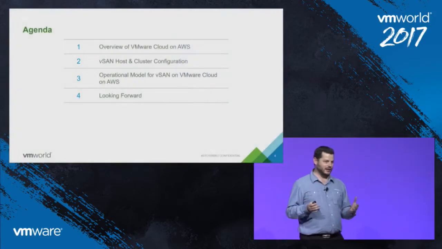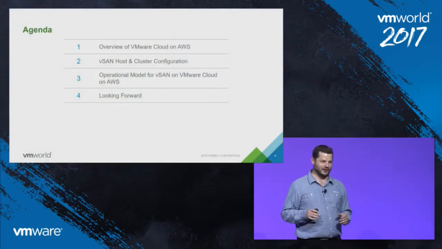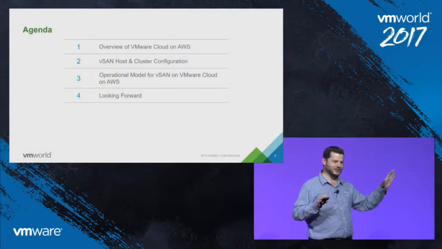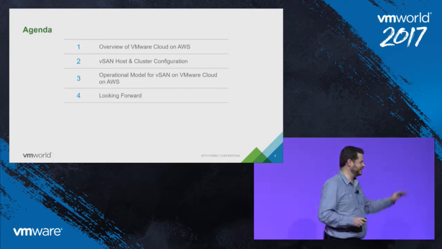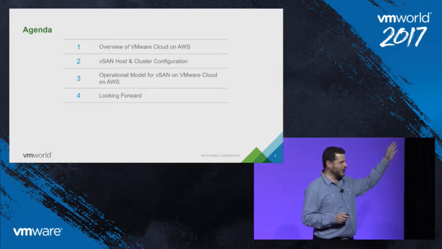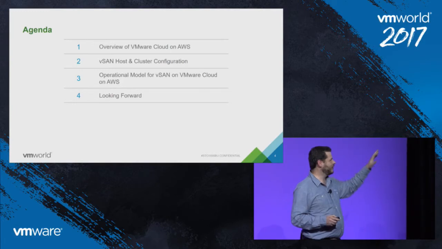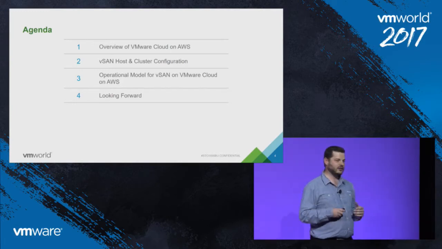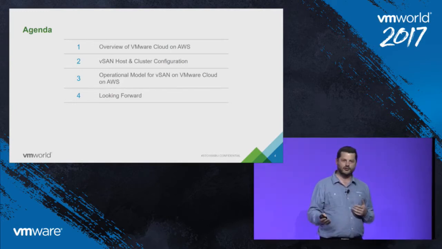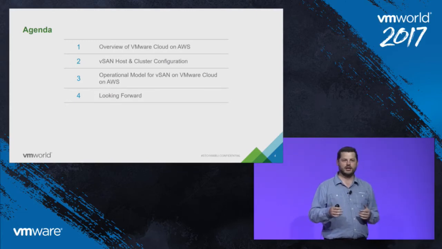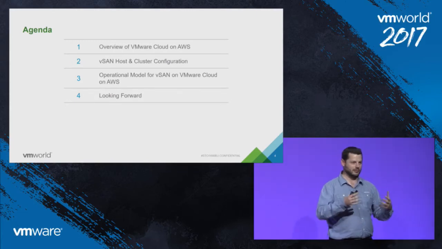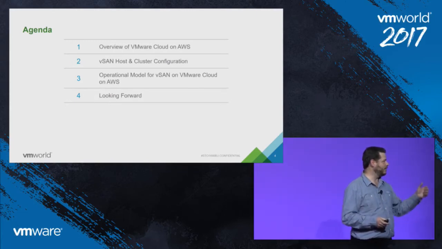So let's talk a little bit of context first, and then we'll get into, I promise, after the marketing slides, we'll get into the tech deep dive. So let's just bear with me as I give a quick overview of VMware Cloud on AWS. Then I'm going to hand over to Matt, and he's going to talk a little bit more about the host configuration, the cluster configuration, what it's actually going to look like practically on VMware Cloud on AWS.